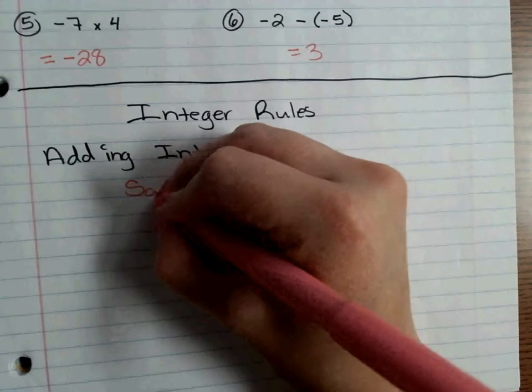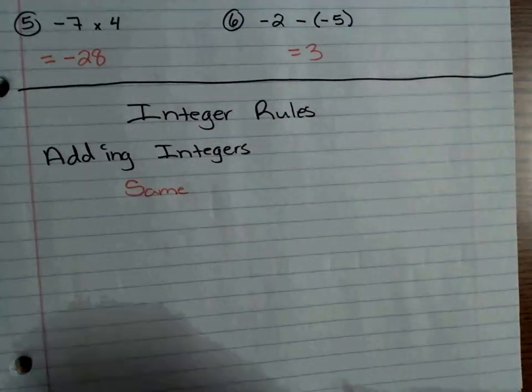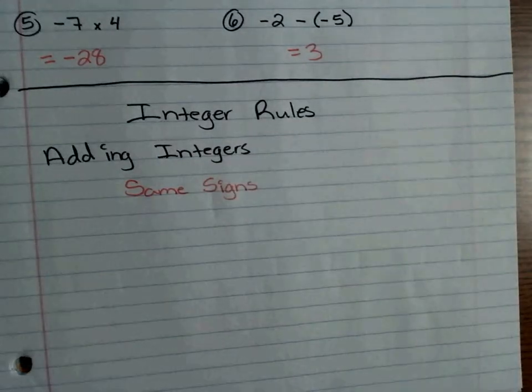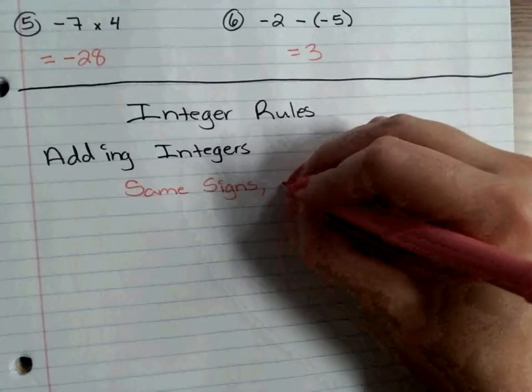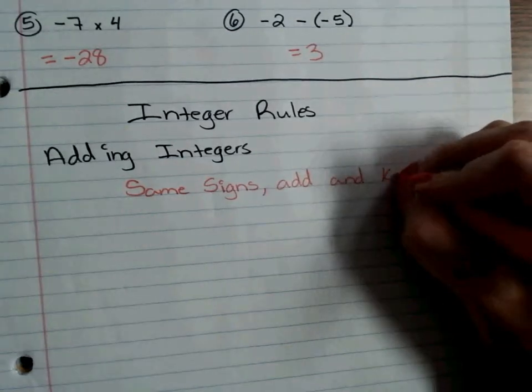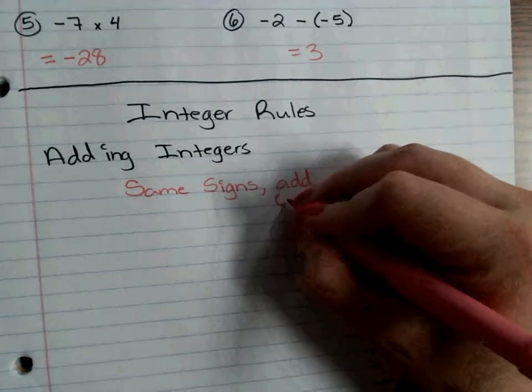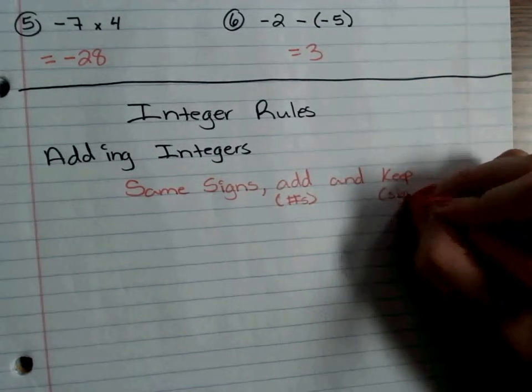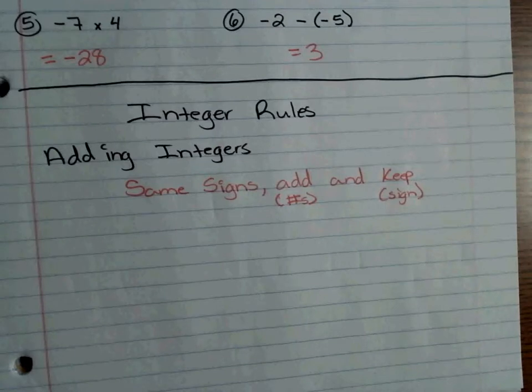Now, same signs. That's the important thing to remember, that if it happens to be the same sign, meaning that they are both positive numbers or they are both negative numbers, then you are going to add and keep. What we mean by add is you're going to add the numbers and you're going to keep the sign. So add the numbers and keep it positive if they were both positive, or add the numbers and keep it negative if they were both negative. This is for addition only.